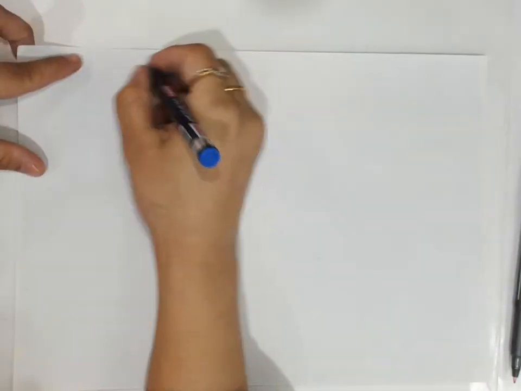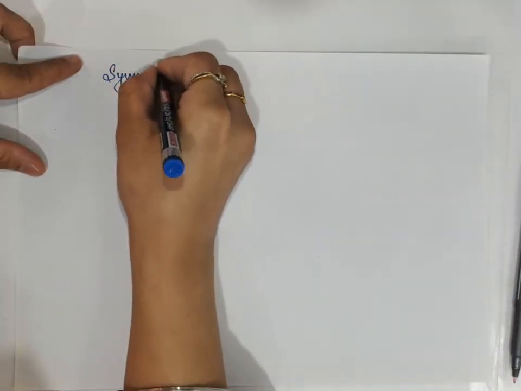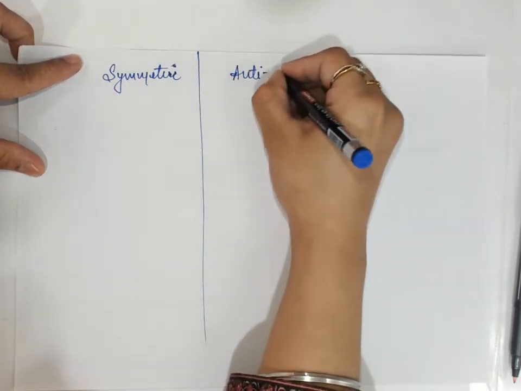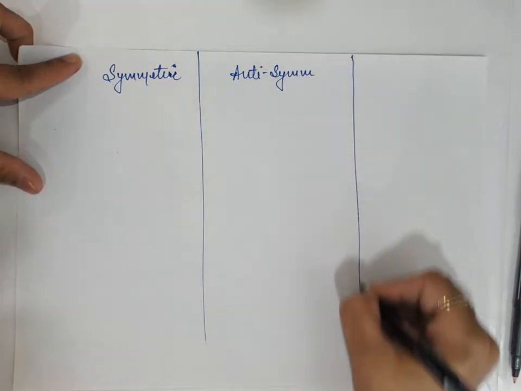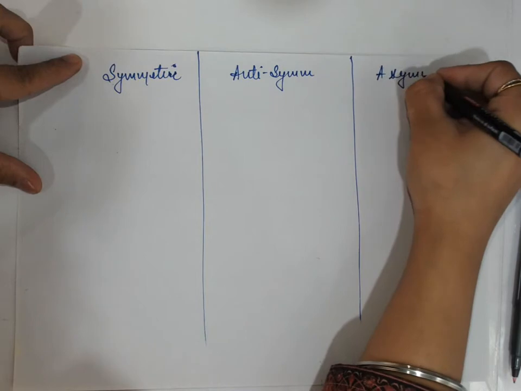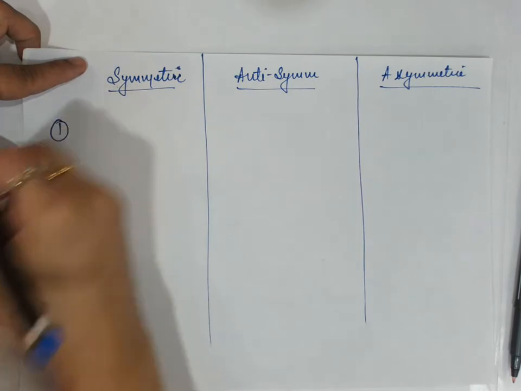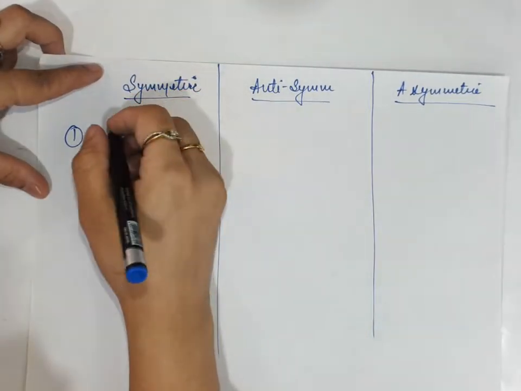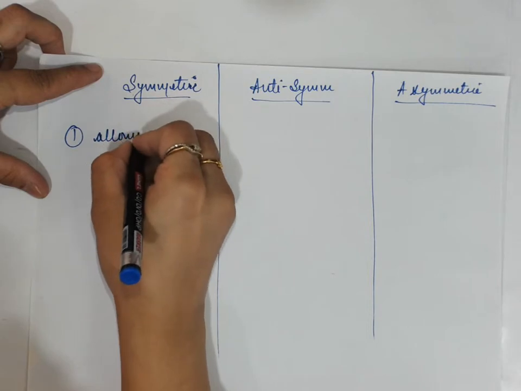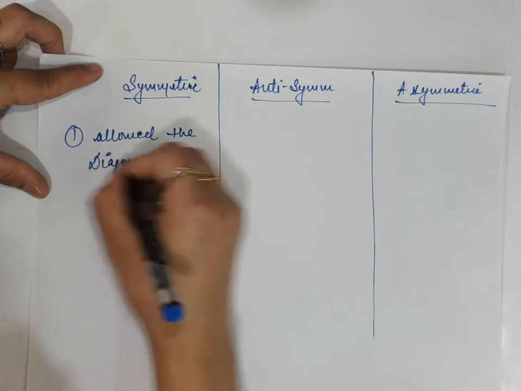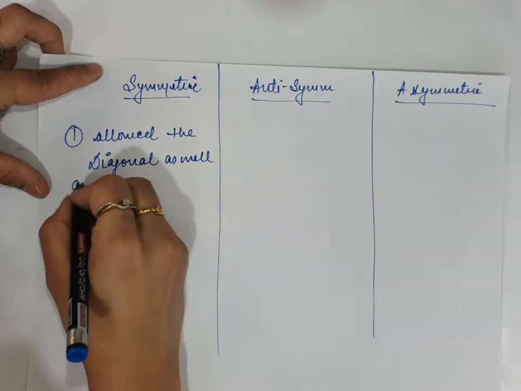Now what is the difference between symmetric, antisymmetric, or asymmetric relation? What is the difference? Difference is, in symmetric relation, symmetric allows the diagonal as well as non-diagonal elements.